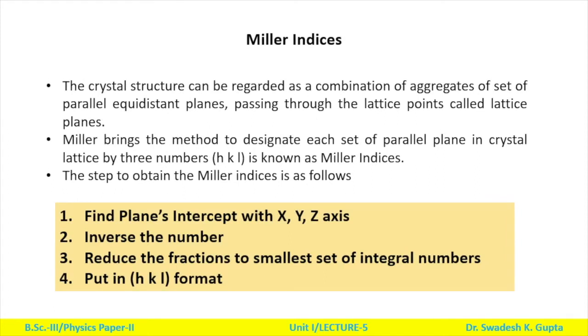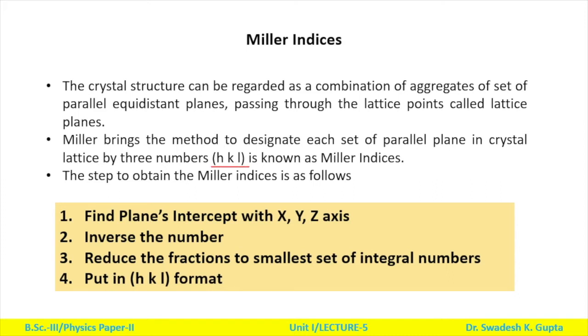Coming to the Miller indices, these are very important in the crystal structure, and it defines a combination of a set of parallel equidistant planes passing through the lattice points, called lattice planes. Miller was a scientist who brought the method to designate each set of parallel planes in a crystal lattice by three numbers h, k, l, which are known as Miller indices.